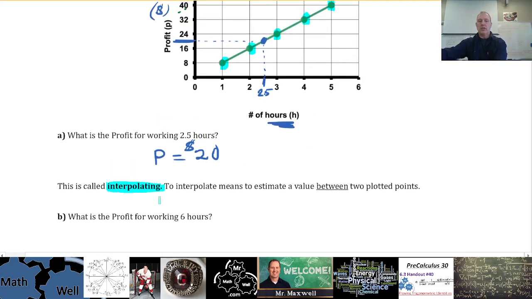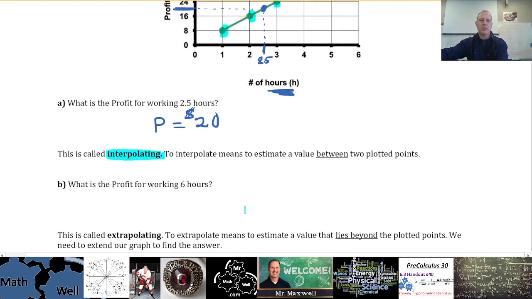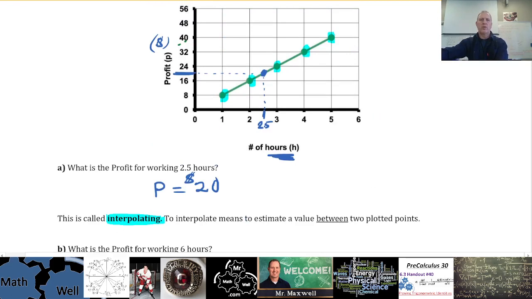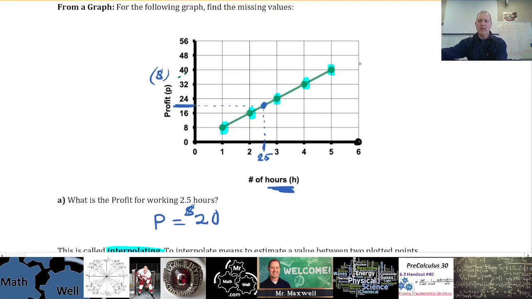All right, here's the next question. What is the profit for working 6 hours? Okay, very similar question. But 6 hours would be over here on the x-axis. And notice, please, that there is no graph up here. See, there's no graph at all. So how do we do that?